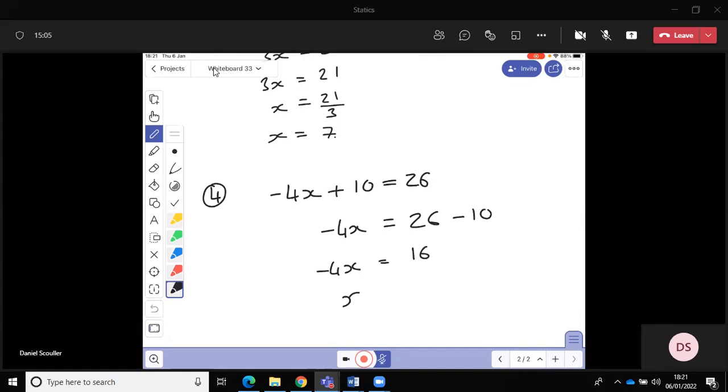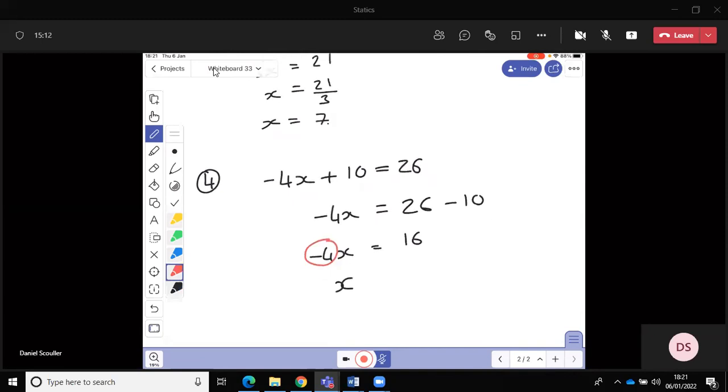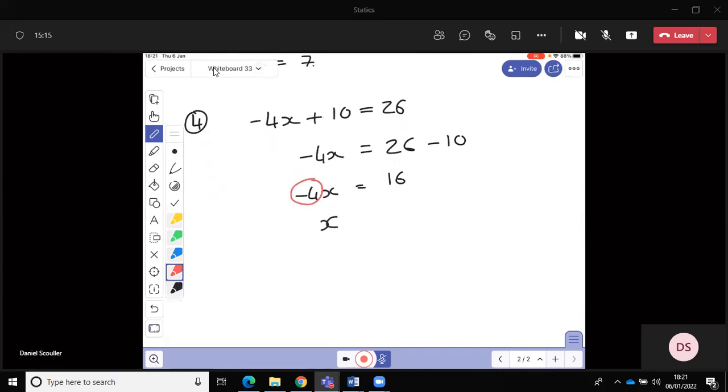We want to leave ourselves with x, so we want to take this minus 4 over. A really common mistake is when we move that multiple. Remember that means minus 4 multiplied by that variable x. That's just an unknown variable that we substitute in later. Because we're moving a multiple over, the sign doesn't change. So it's 16 divided by minus 4.